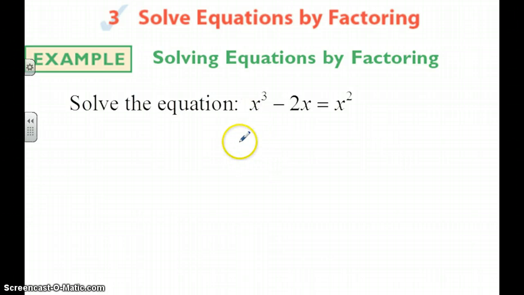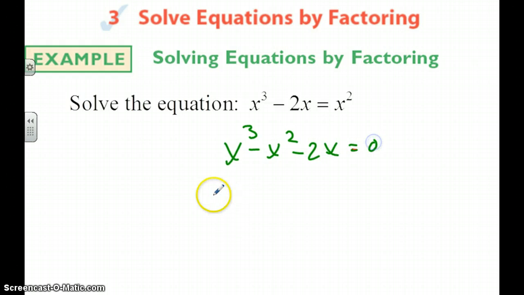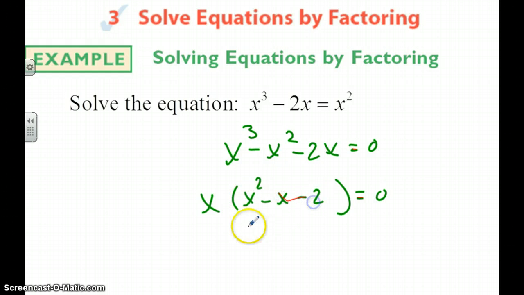For the next example, I would have to solve for 0, or set it equal to 0 first. And probably pull out an x and continue factoring. Let's see, x squared minus x minus 2, and then factor some more.